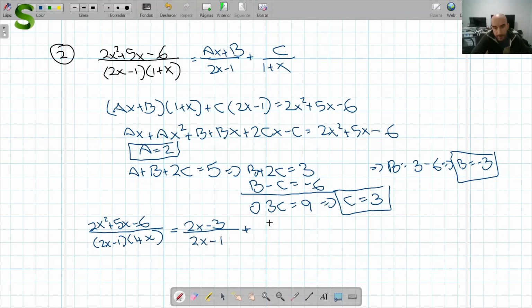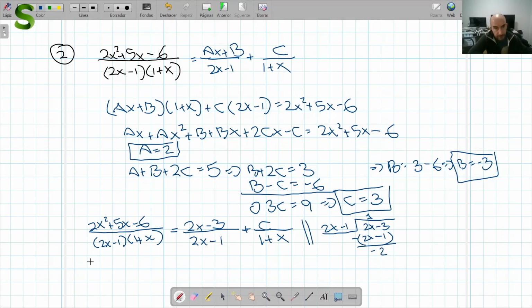plus 3 divided by 1 plus x, which is already a partial fraction expansion, but if we want it simplified, we can add the division of 2x minus 1. 2x minus 3 divided by 2x minus 1. So we have a 1 here, and that's 2x minus 1. Minus 3 plus 1 is minus 2.